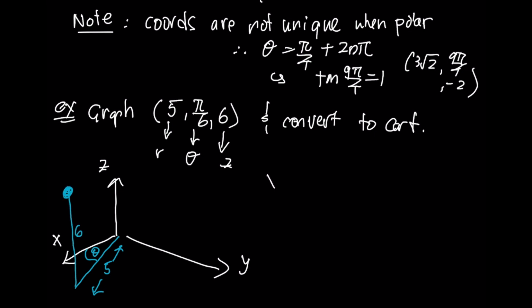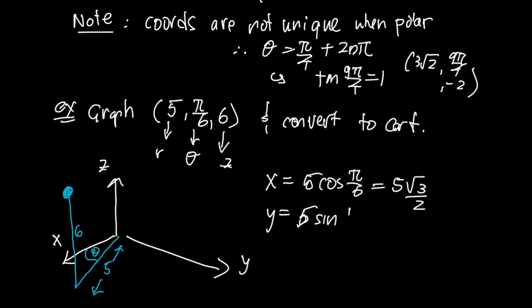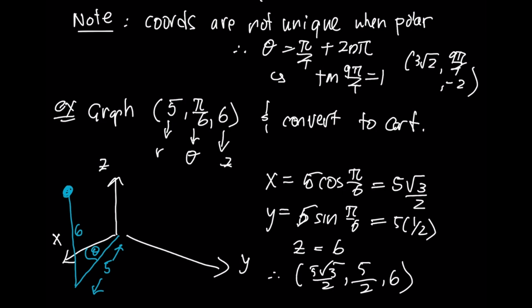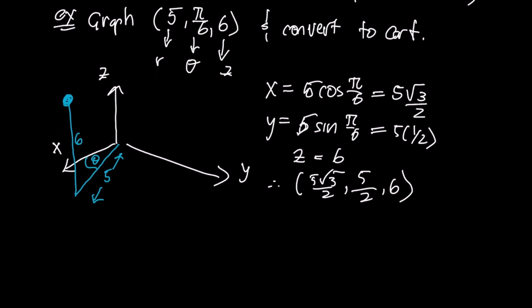If we want to convert this into Cartesian coordinates, x is r times the cosine of theta, 5 times root 3 over 2. y would be r times the sine of theta, which would then produce 5 times a half. And z would simply be the value given. So this point here could be 5 root 3 over 2, 5 over 2, and 6. Unlike cylindrical coordinates, the coordinates in Cartesian are unique. We don't have this ambiguity as we do with polar coordinates.